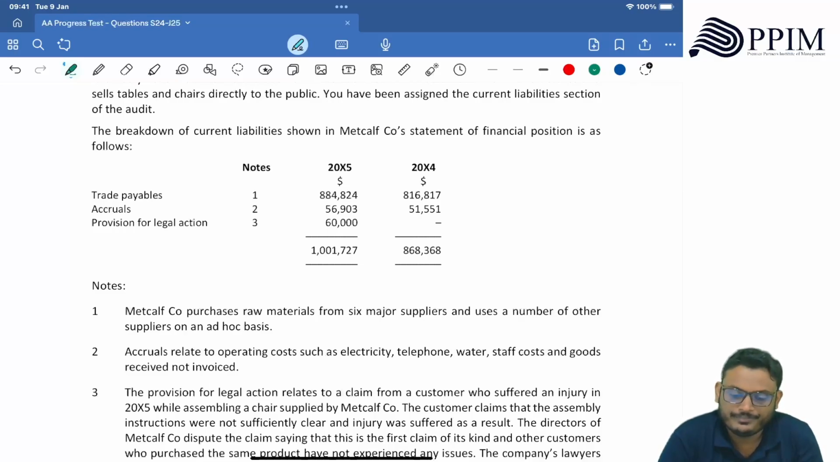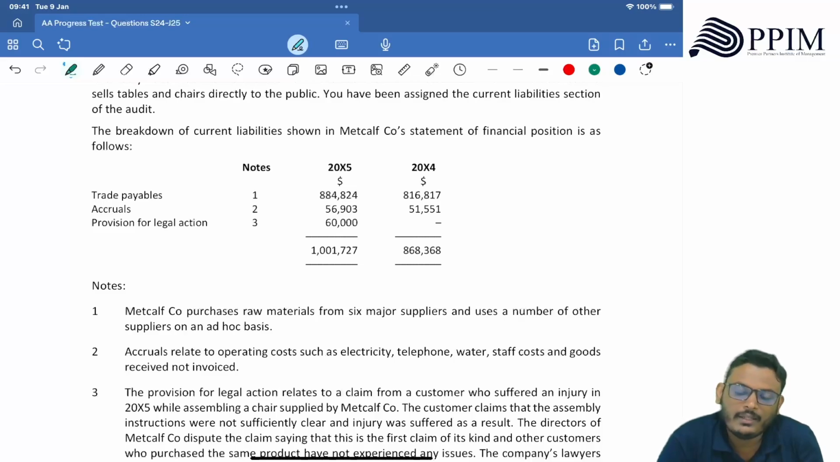Accruals 51,551. 2005 it's become 56,903. Provision for legal action. Last year there is no provision, but this year we recognized a provision of 60,000.